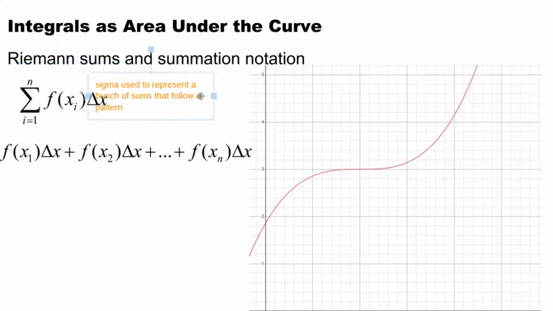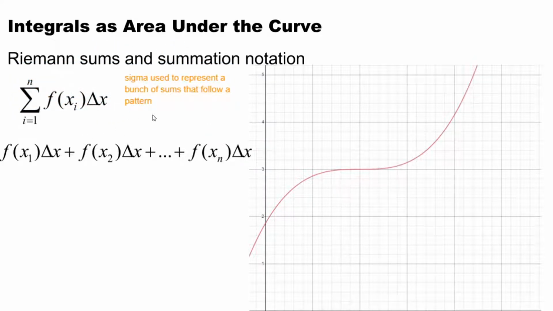But that's what sigma is. It's used to represent a bunch of sums that follow the same pattern. So what this is telling me is that I'm going to add a bunch of things. I'm going to start at x1, and then I'm going to keep going till I hit x to the n.